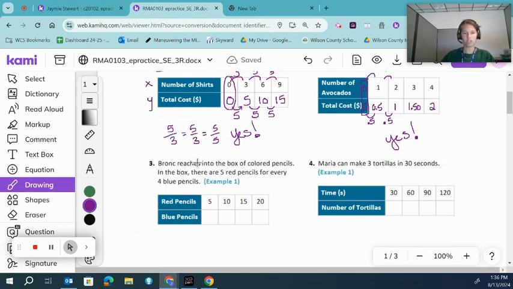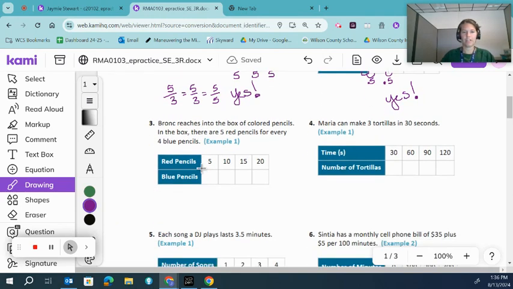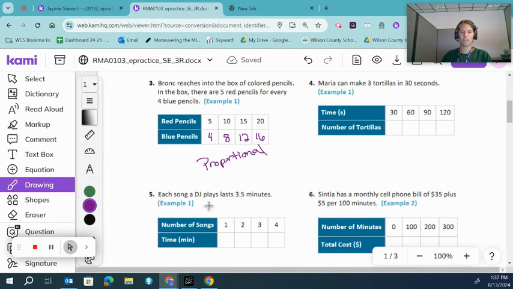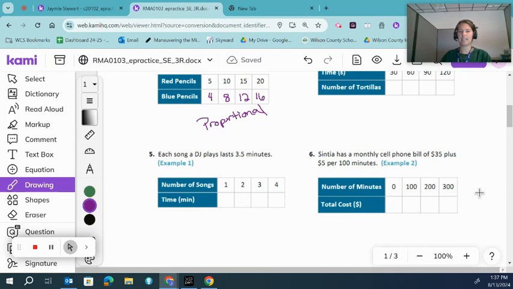Okay, so Bronk reaches into the box of colored pencils. In the box, there are 5 red pencils for every 4 blue pencils. 5 to 4. Well, if there's 10 red pencils, there should be 8 blue pencils. 12 and 16. And again, because it stays the same throughout, it would be proportional. Okay, and there are several more that you can find here. I do want to take a look at number 6 here.